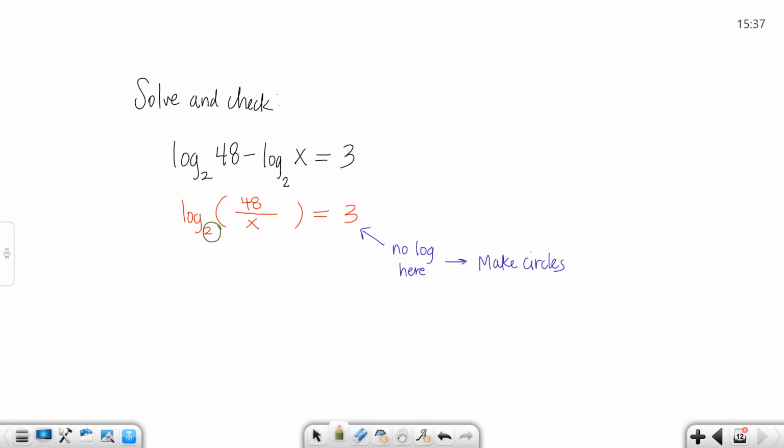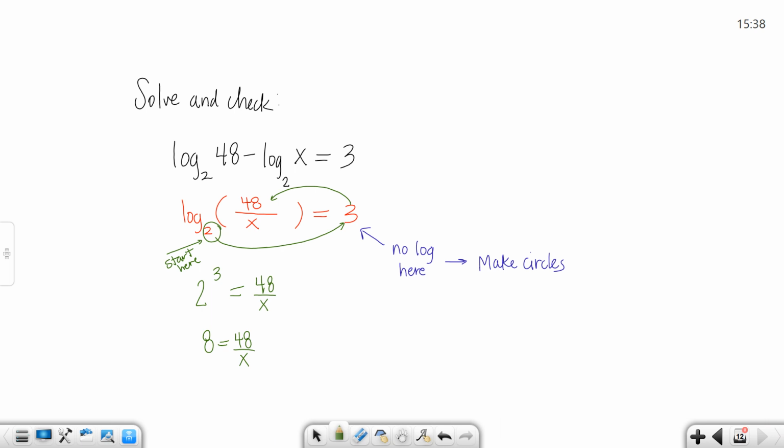Remember, to make the circles, you start with your base. Swing around and grab the 3. Swing back and grab the fraction. Okay, 2 to the third is 2 times 2 times 2, that's 8. Okay, so we have to solve out this equation.